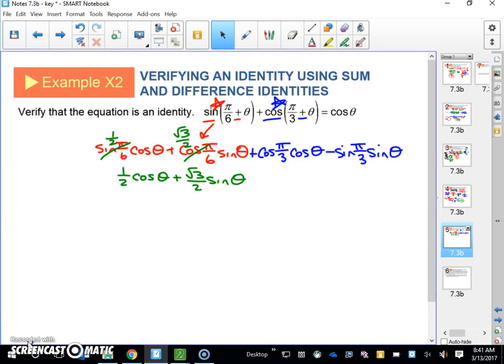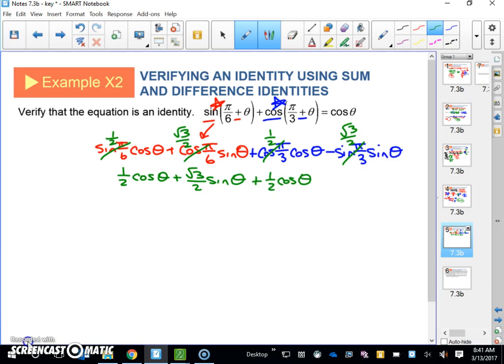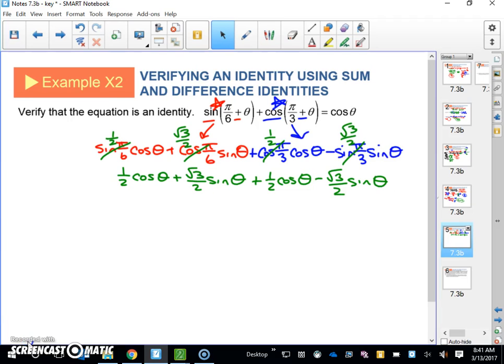And so we look at the chart now. Cosine pi over 3 is 1/2, and sine pi over 3 is square root of 3 over 2. So if we plug all that in, we would have plus 1/2 cosine theta minus square root of 3 over 2 sine theta. Now this is the left side of my equation.